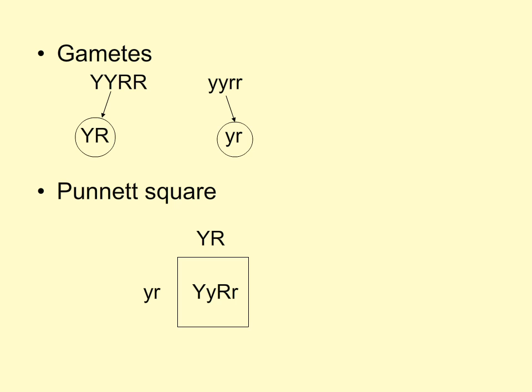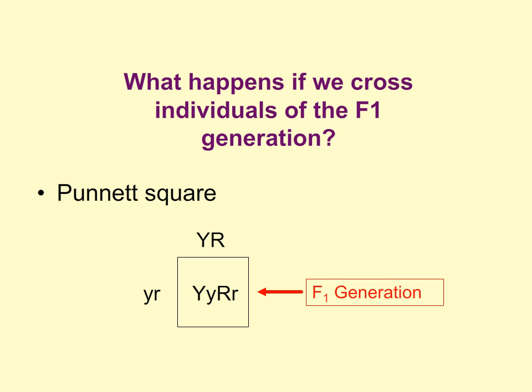What is the genotype of the offspring? Yes, the offspring are heterozygous for seed color and seed shape. What about their phenotype? Yes, the offspring have yellow and round seeds. What happens if we cross our F1 generation in this dihybrid cross?